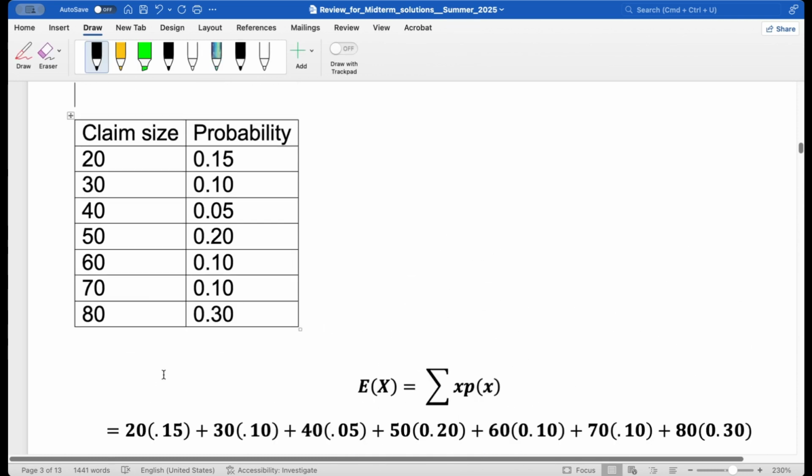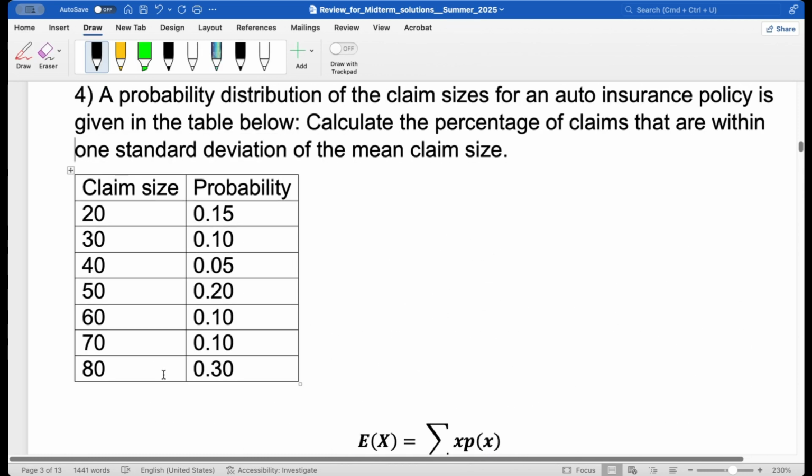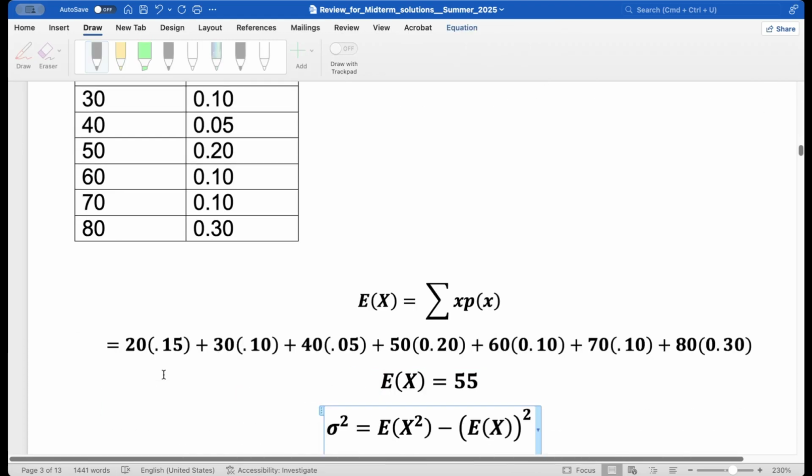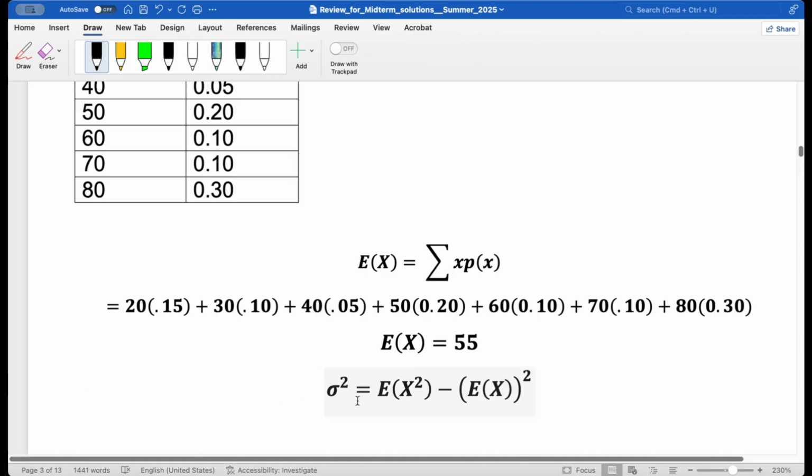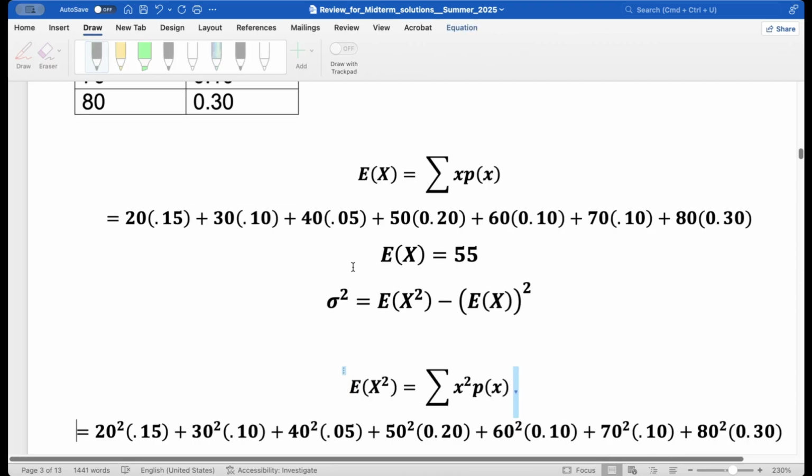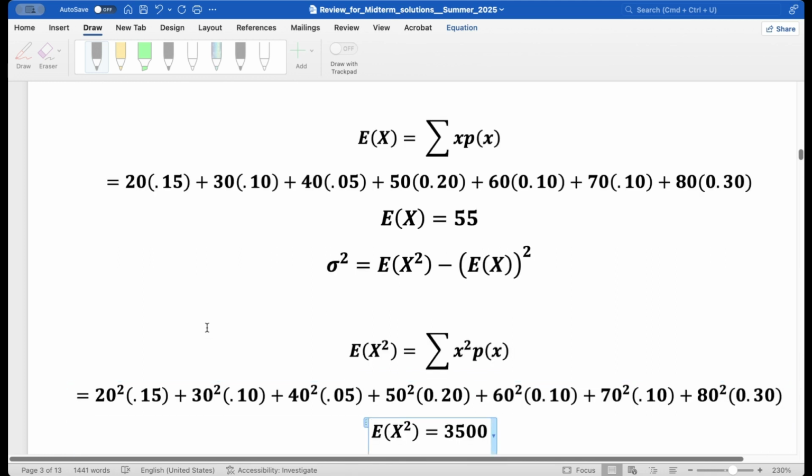Now we have to find the variance here and then take the square root to get the standard deviation. So we got to find the expected value of x squared. So it's the same calculation as before, except we're squaring the x's first and then multiplying times the corresponding probability. So it's the exact same calculation, but each x value is squared first times the original probability. And so when you do that out, the expected value of x squared comes out to be 3,500.